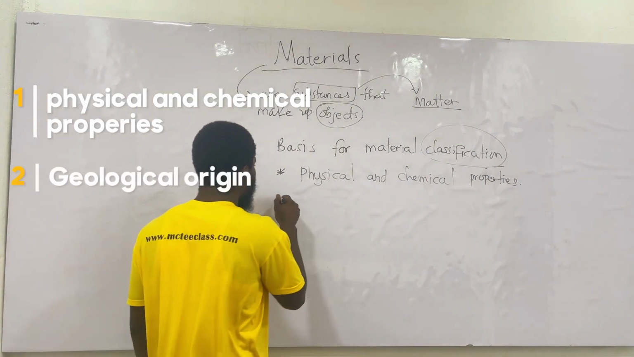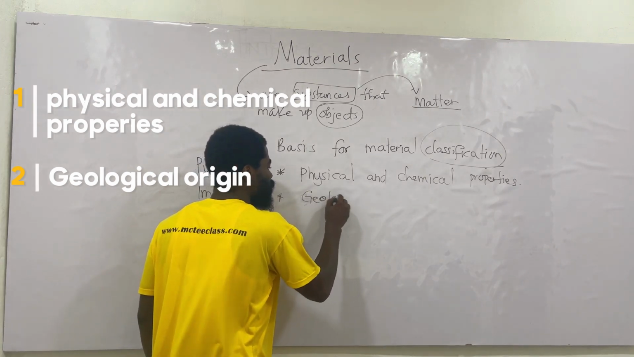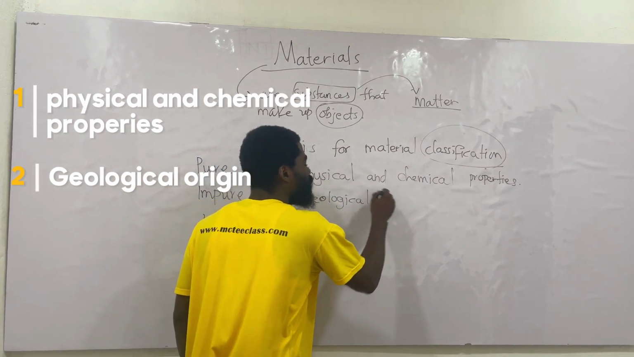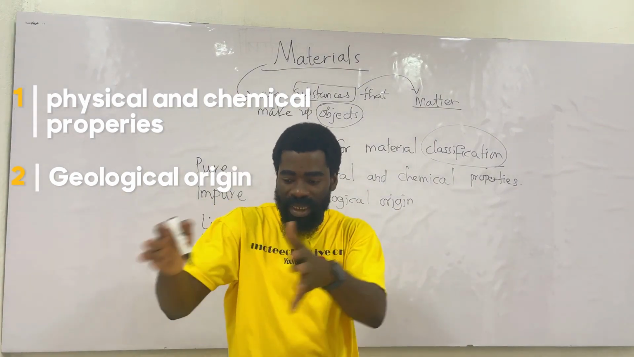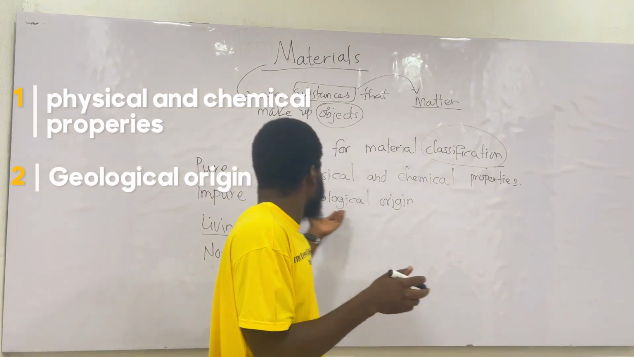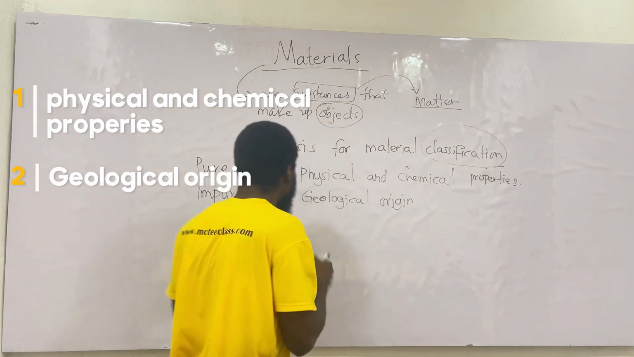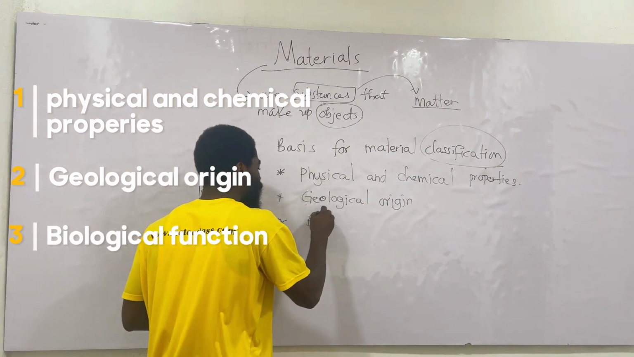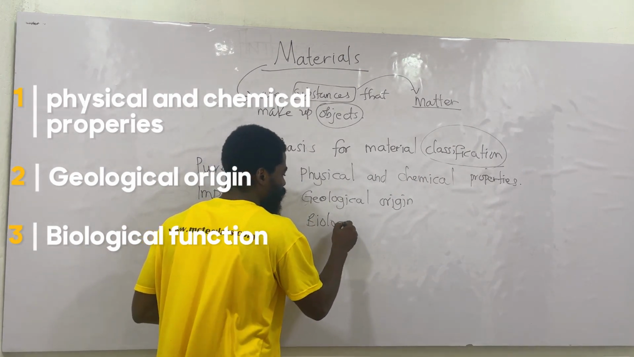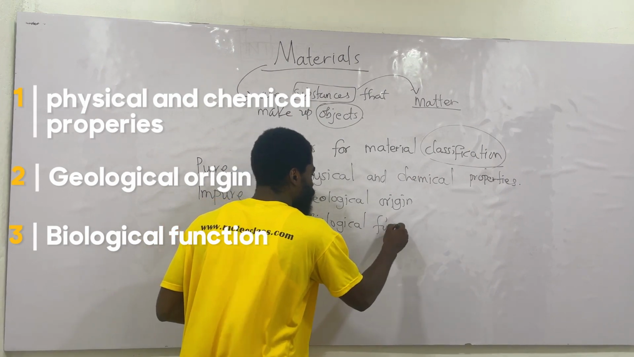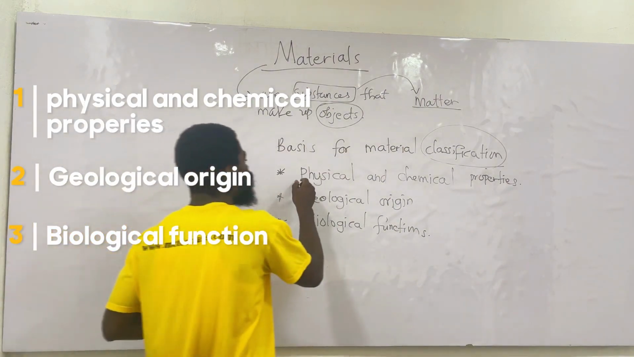Two, their geological origin. When we say geological origin, that means where those materials can be found. Where is it found? Is it found on Earth? Geology means their location on Earth where it can be found. Then we have their biological function. So these are the three things. These are the basis for grouping what? Materials.